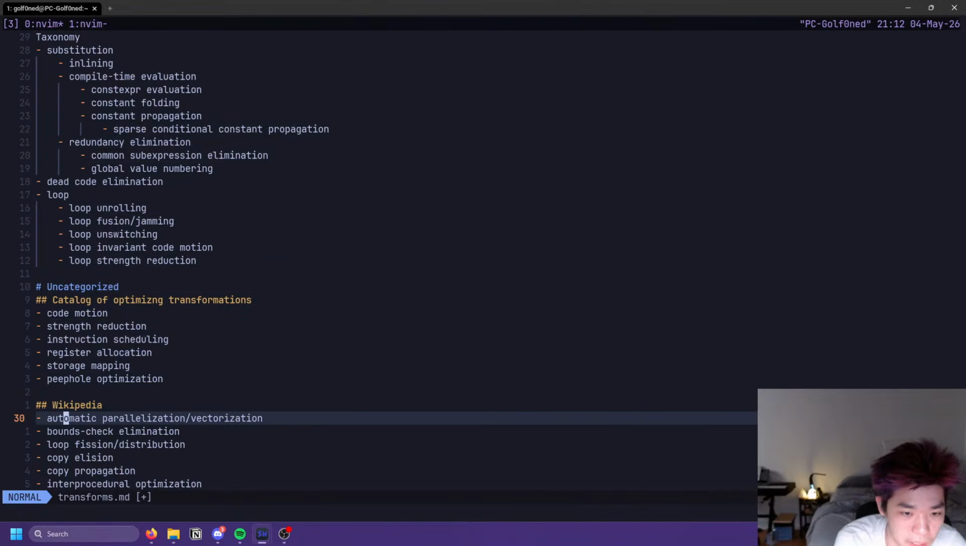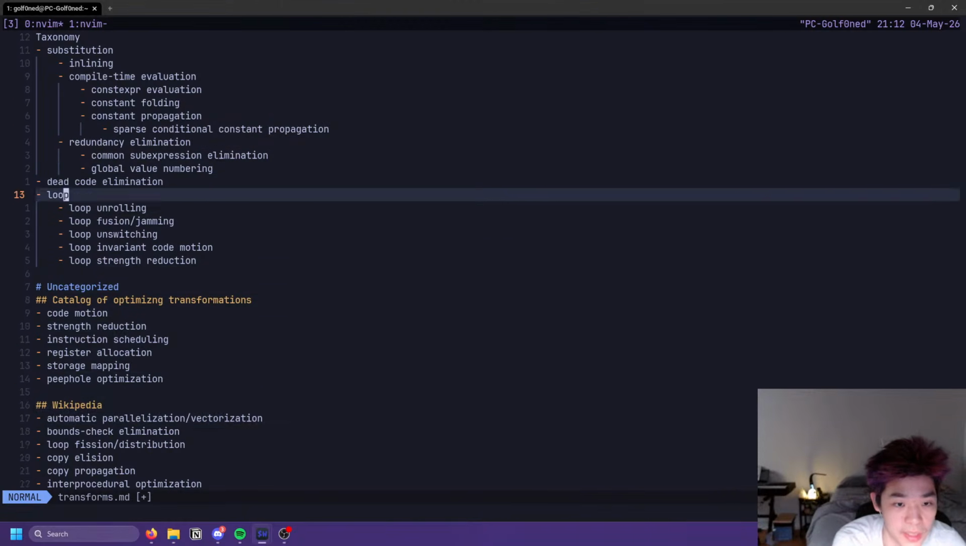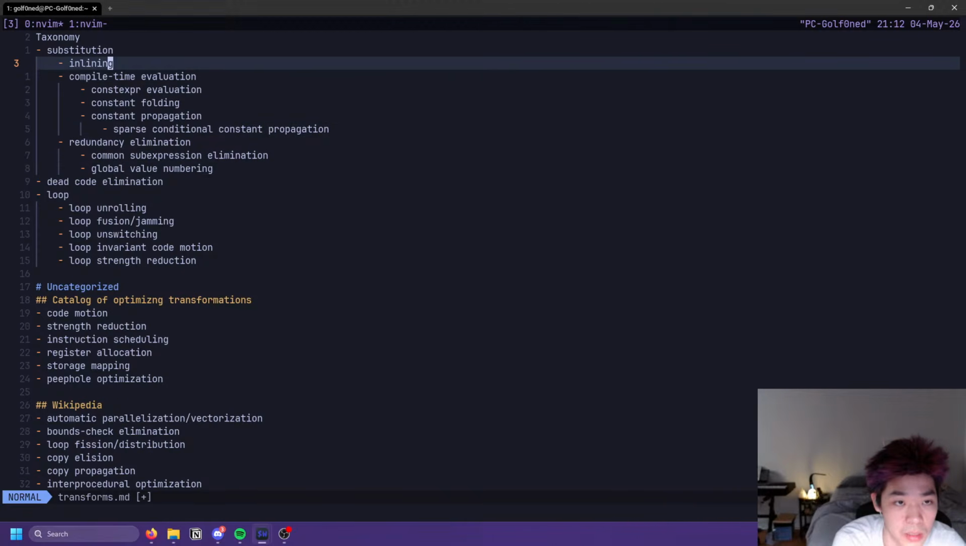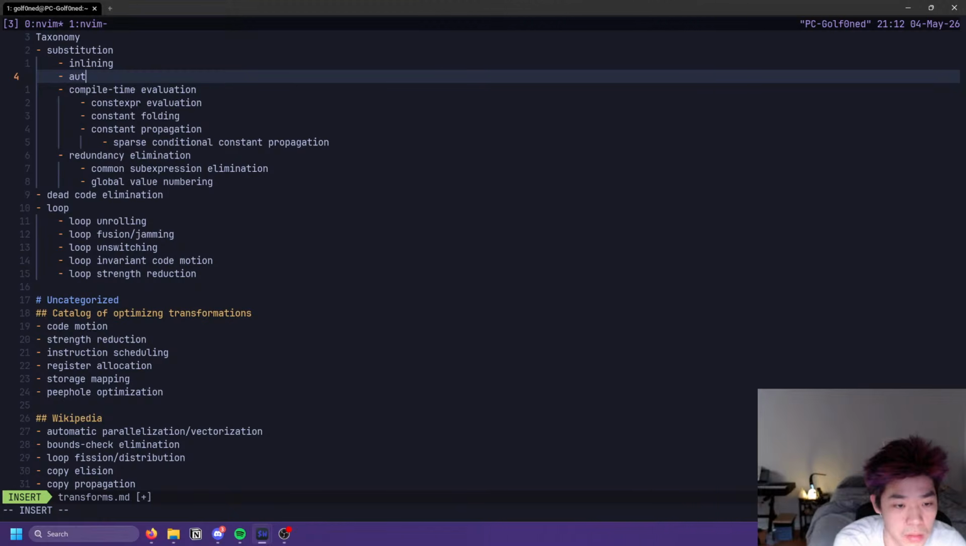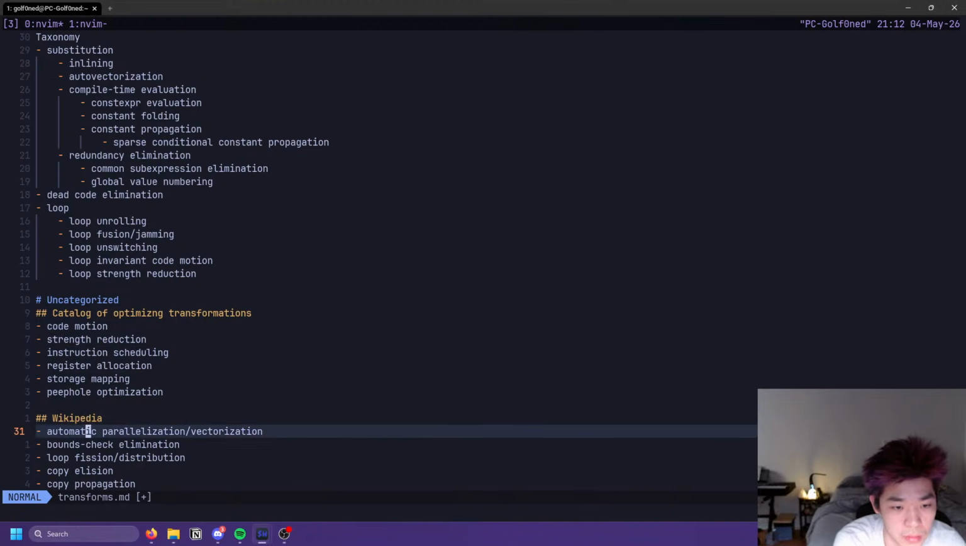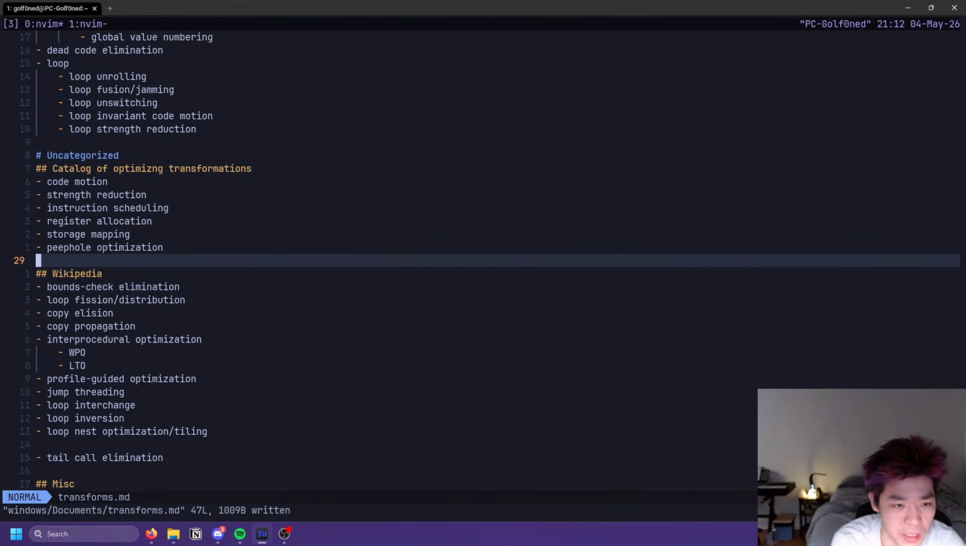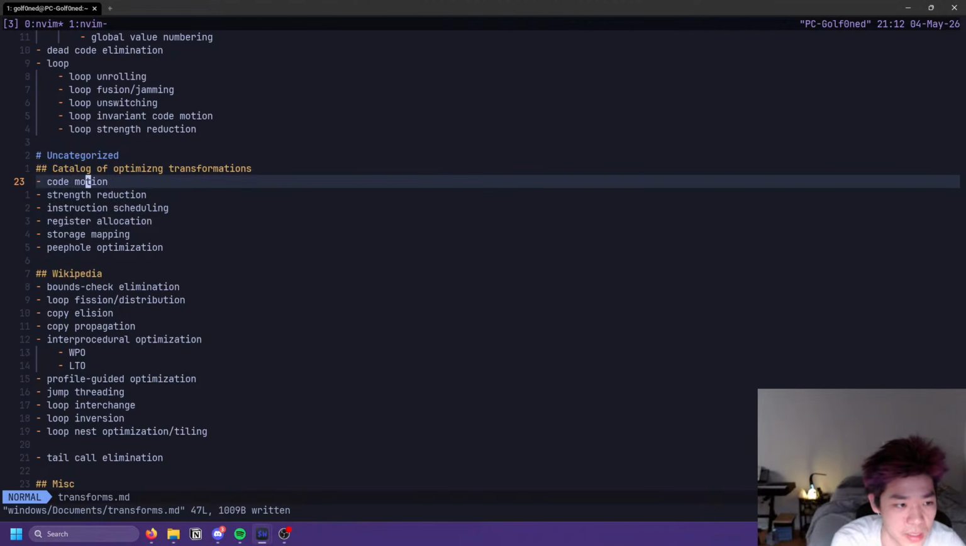We could put auto vectorization under substitution as well. I don't know. We don't really talk about auto parallelization for the most part. That's a whole category.